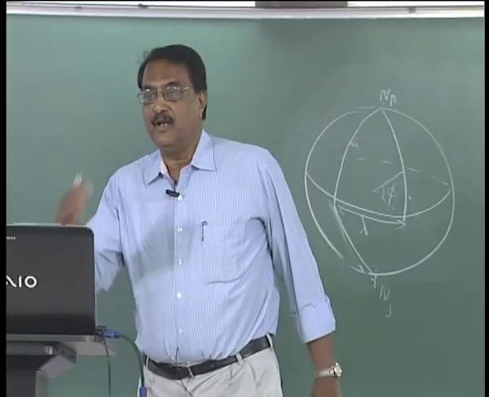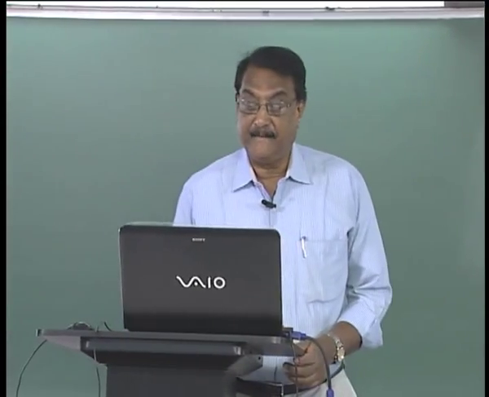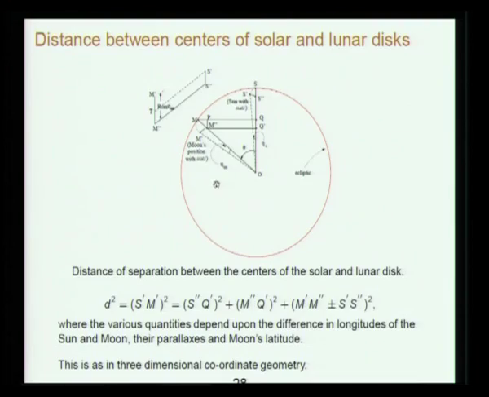Because of that, sun also will be slightly deflected. This is the ecliptic circle. So moon has come out of that. It is in M prime, and sun is in S prime. Then the procedure says, draw a perpendicular arc from this to the ecliptic plane. Similarly, from this to the ecliptic plane. Then this is S double prime and M double prime.